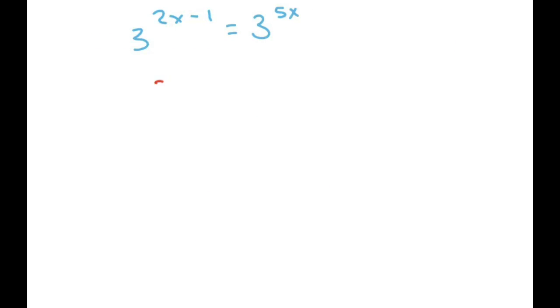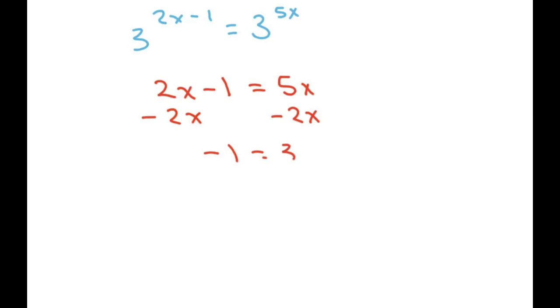And the next set is the same thing. Our bases are the same, so I'm just going to set 2x minus 1 equals 5x. Subtract 2x from both sides. So we get negative 1 equals 3x. So x equals negative 1/3.